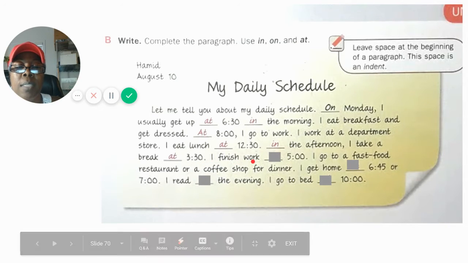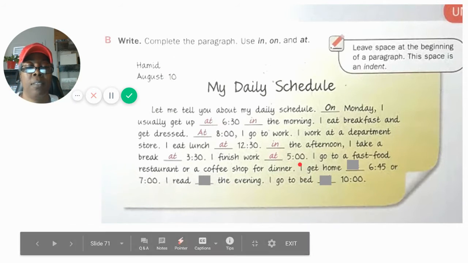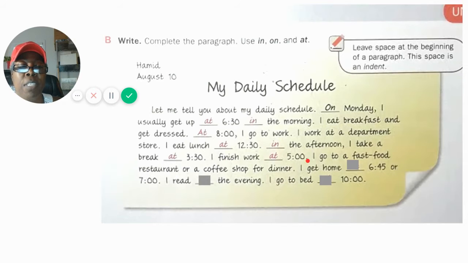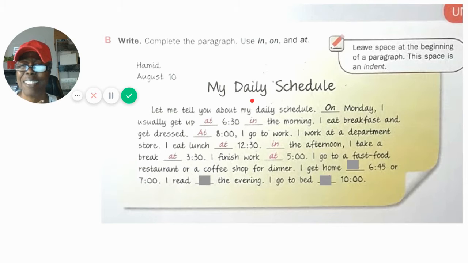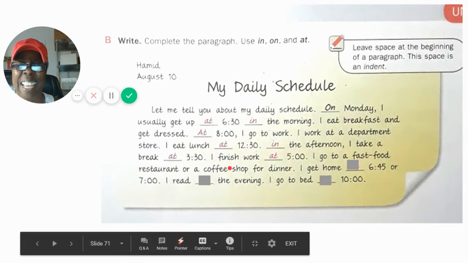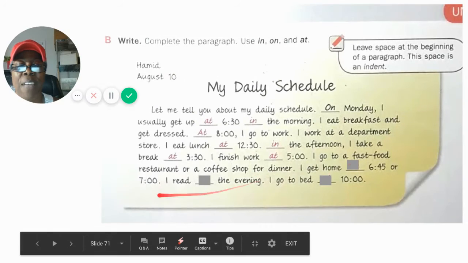I finish work, specific time, at 5 o'clock. I finish work at 5 o'clock. I go to a fast food restaurant or a coffee shop for dinner. So that's not very healthy. As a daily schedule, you go to the fast food restaurant every day. That's not very healthy, Hamid. But I go to a fast food restaurant or a coffee shop for dinner.